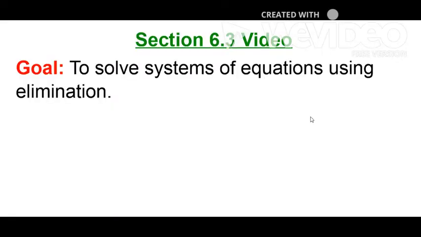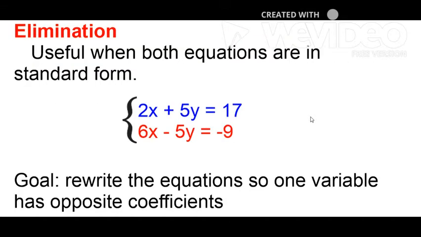In this video, I'm going to be discussing how to solve systems of equations using elimination. In my previous video, I talked about how to use substitution to solve a system of linear equations. Now we're going to talk about elimination. First of all, you need to know that elimination is useful when both equations are written in standard form. So, for example, here, both of these equations are written in standard form.